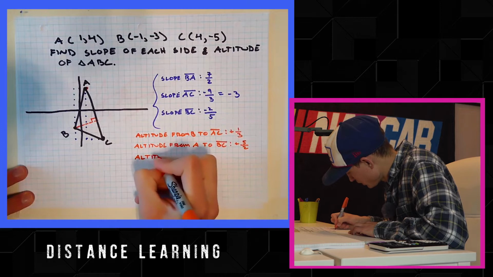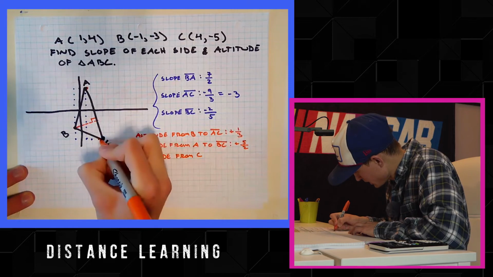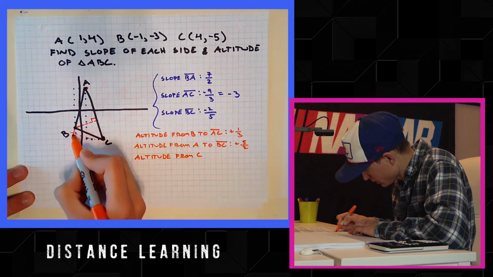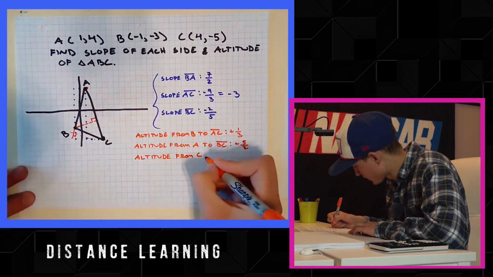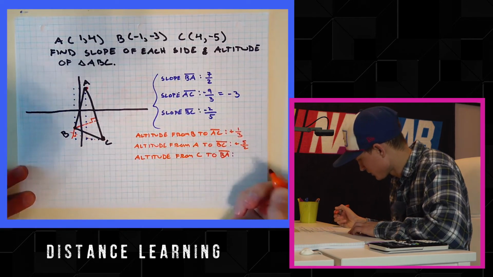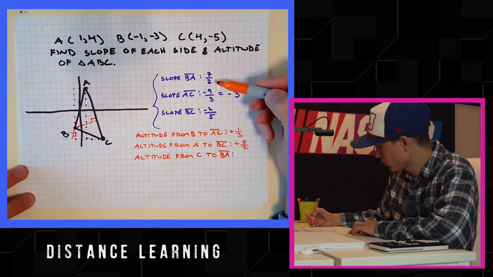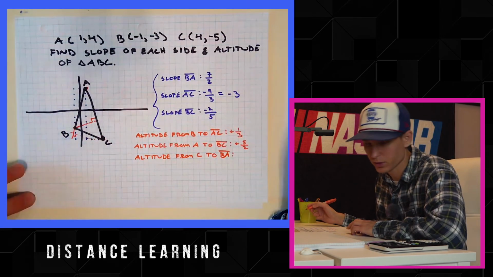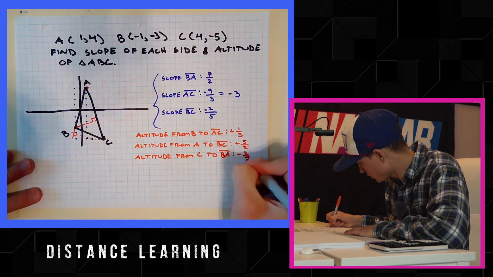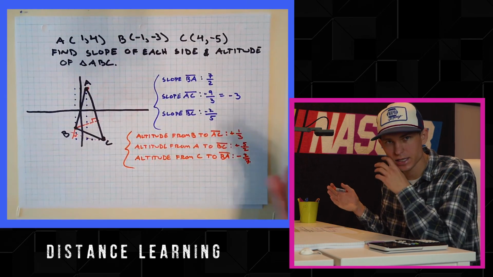Lastly, the altitude from C to BA, again, it looks like it might be even outside right there. But right there, from C to BA, but has to be perpendicular to BA. The BA slope is 7/2. So, negative reciprocal, it's gotta be negative, and I flip the fraction, 2/7. And that is what they are looking for. It's as easy as that.